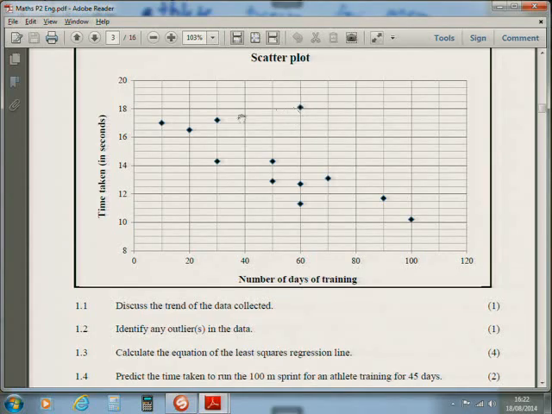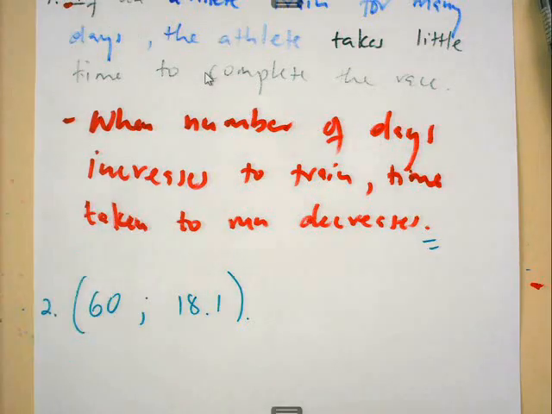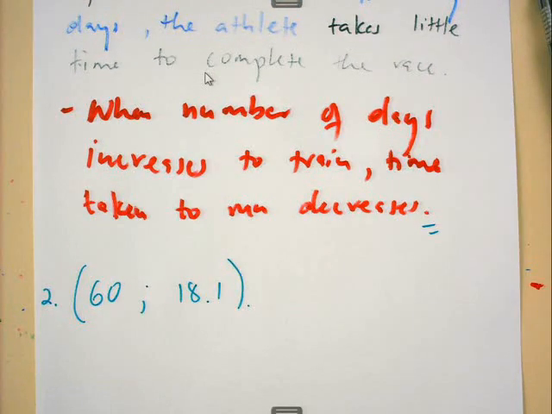That is the outlier. When you look at this set of data, there is an outlier standing alone. There is the outlier. Good. Are you happy with that outlier? So you write the outlier. At 60 and 18.1, we have the outlier there. You write that answer there.